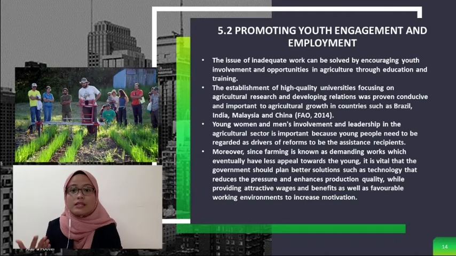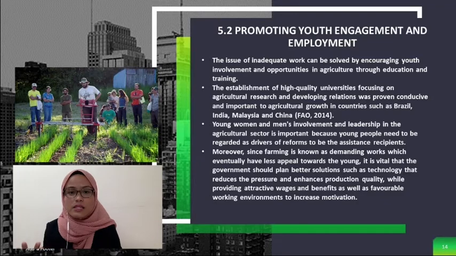The second recommendation is to promote youth employment to resolve the lack of workers in the agricultural sector. Our recommendation is that youth should be able to participate in this sector because in future they will become the people who take over the agricultural sector. So it is important for them to know more about agriculture.